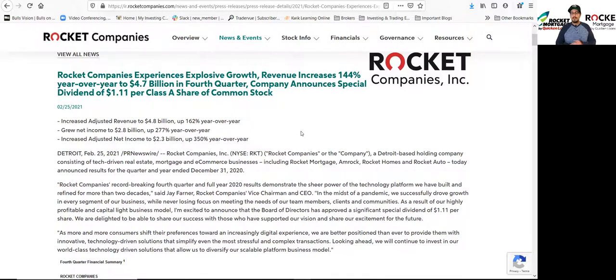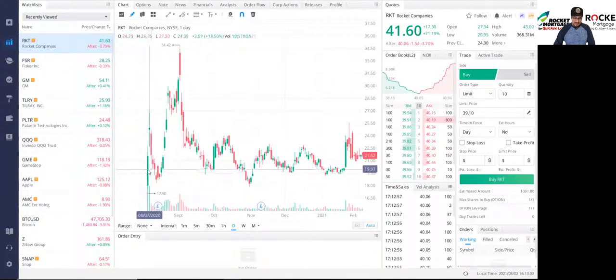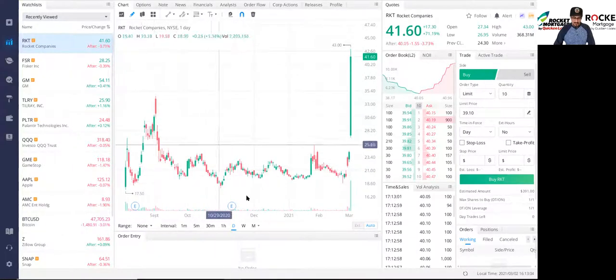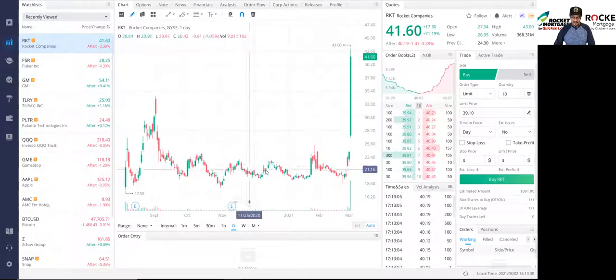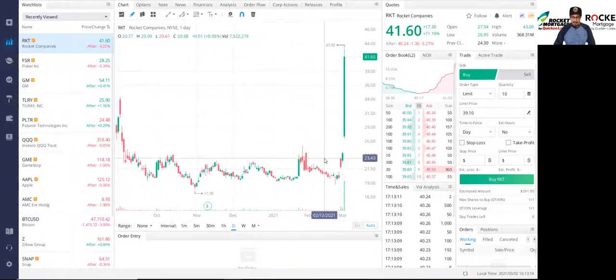I have been an investor in Rocket a while back. I sold the stock because it wasn't really doing much. If you could see the chart, ever since its IPO back in August of 2020, it's just been ranging. And I sold around last year, around December, I was just tired, it wasn't doing anything. But this earnings release was a game changer. So that was one of the clues.